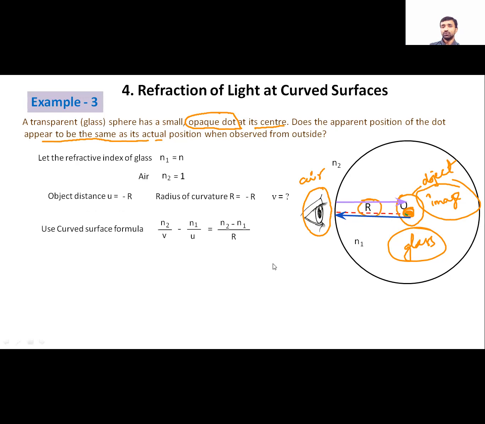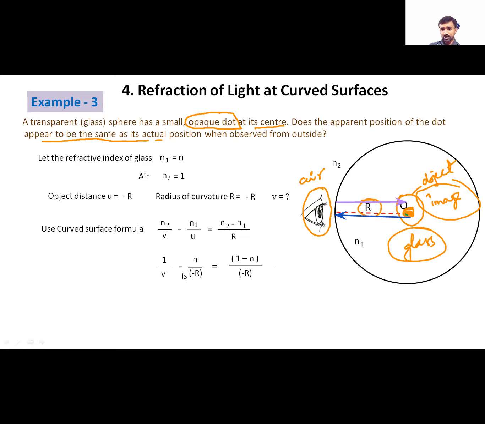n2 equals 1, and v is the unknown, v only. Minus n1, where n1 is n, and u is minus R, equals n2 minus n1 by R, where n2 is 1 and n1 is n, and R is minus R, the radius of curvature, according to the sign convention. Then solving this, you will find the v value.